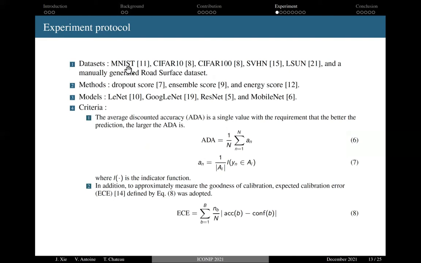During the experiment, we use several datasets, for example, MNIST and CIFAR10. Methods for comparison are dropout, ensemble, and energy score. Models involved are LeNet, GoogleNet, ResNet, and MobileNet.